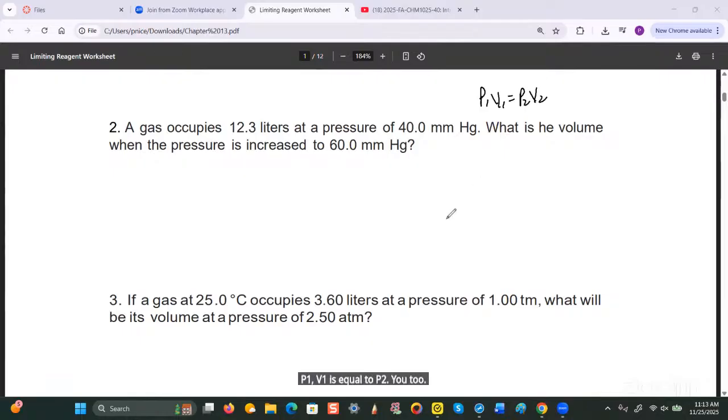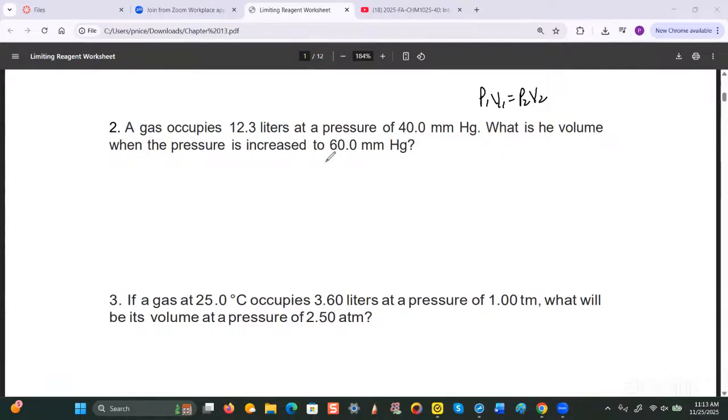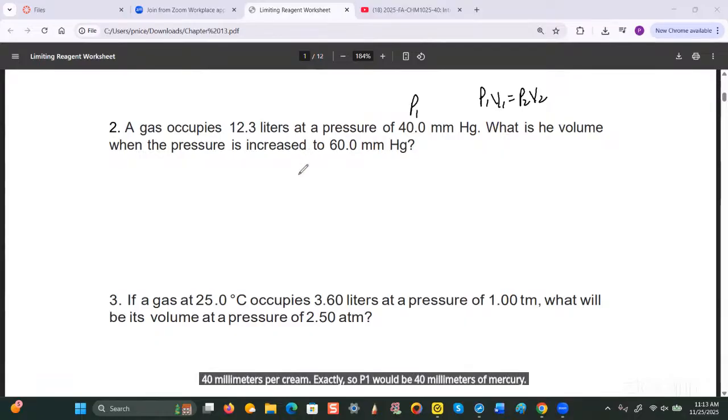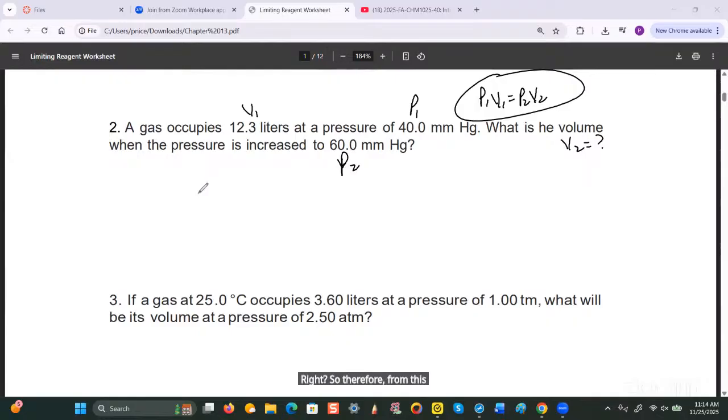All right, so let me ask you this. What is P1 according to the question here? 40 millimeters mercury. Exactly, so P1 would be 40 millimeters mercury. What is V1? 12.3 liters. Exactly. And what is P2? 60 millimeters. Exactly, so this is P2, and the question is asking for V2, right? So therefore, from this equation, we can rearrange to get V2 is equal to P1 V1 over P2. And then we plug the numbers in.